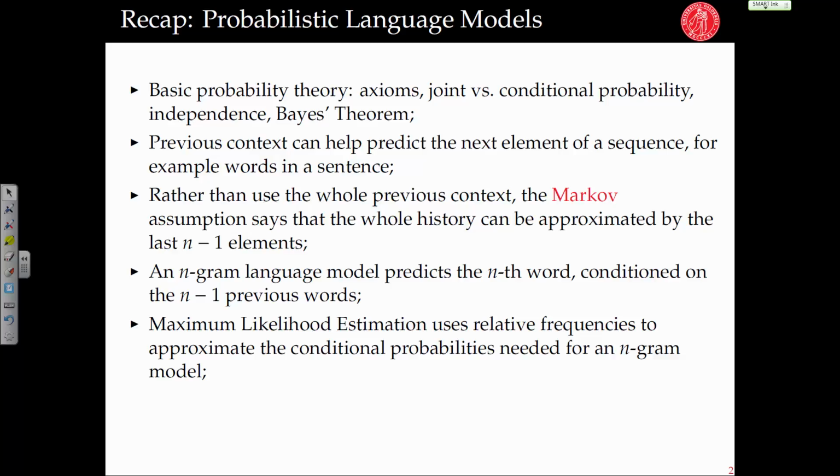We used maximum likelihood estimation to compute or approximate the conditional probabilities that we need for the n-gram model, meaning that we learn the parameters of the n-gram model using maximum likelihood estimation. It also turned out that if we have 0 probabilities, this will lead to cancelling out the probability of a full sequence. So if only one bigram doesn't occur in our corpus, the sequence gets a 0 probability. So we had to introduce this technique of smoothing, where we shifted the probability mass a little from the frequent events to the infrequent ones.